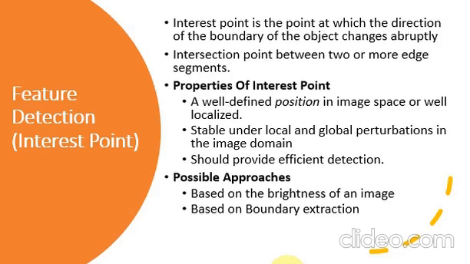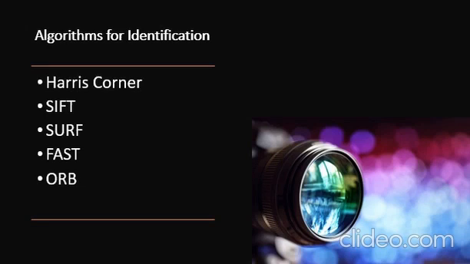The possible approaches for feature detection or interest points are based on the brightness of the image or based on boundary extraction. Algorithms used for feature detection or interest points are the Harris corner detector, scale invariant feature transform or simply SIFT, speeded up robust features or SURF, features from accelerated segment test or simply FAST, and oriented FAST and rotated BRIEF or simply ORB.